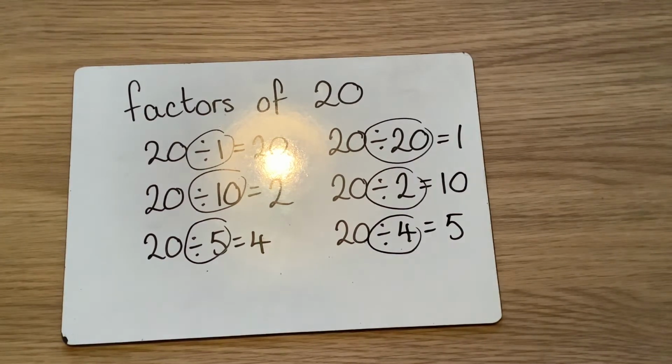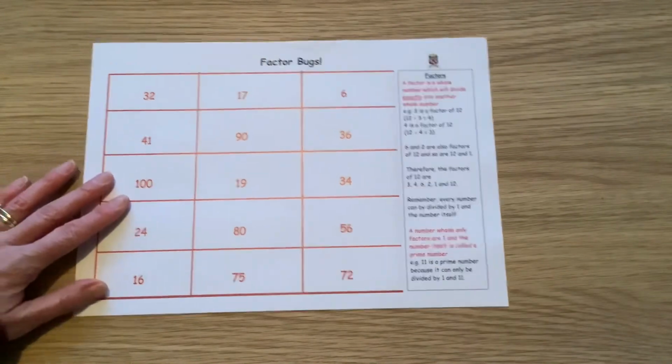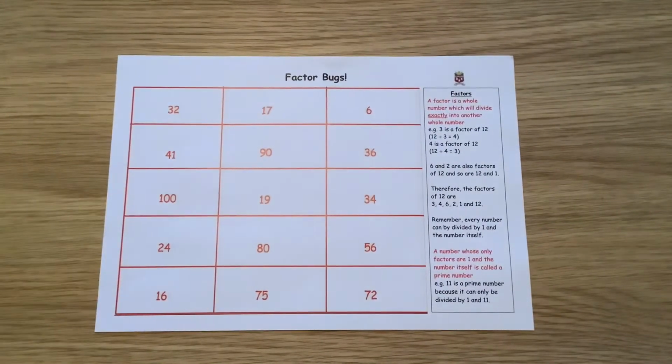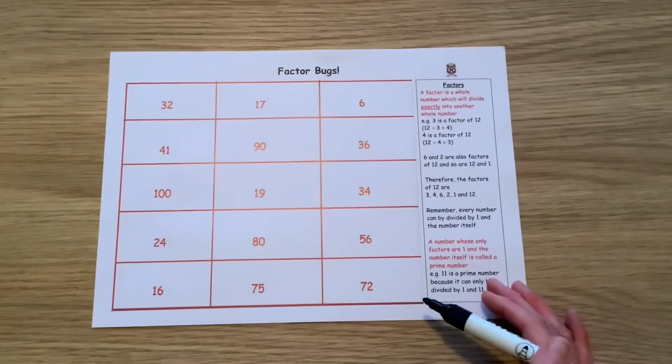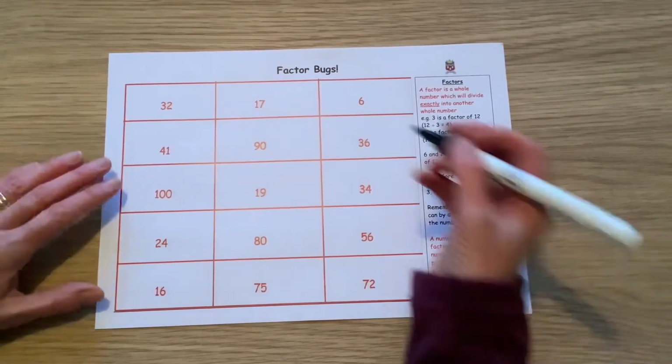Now, for your activity today, P6, we are going to think about some factor bugs. And you might remember doing an activity like this last term. We're going to make factor bugs for all of these numbers. And the first number we've got is 32. So we're going to think, what can I divide 32 by? Now, do you remember what to do?